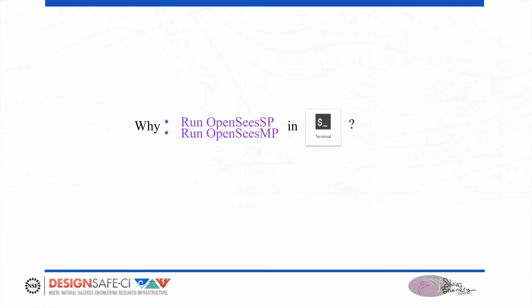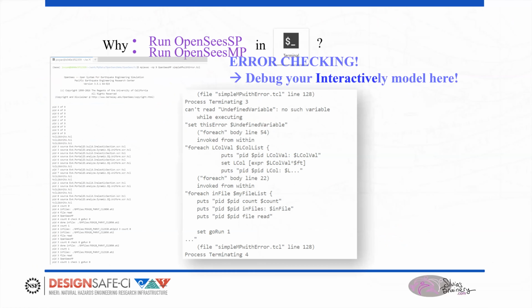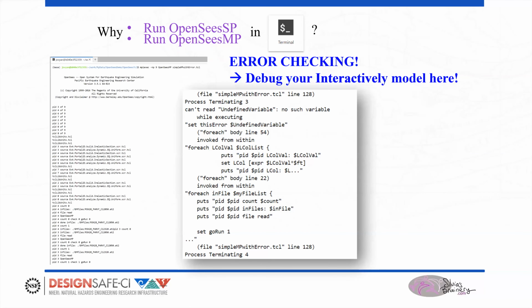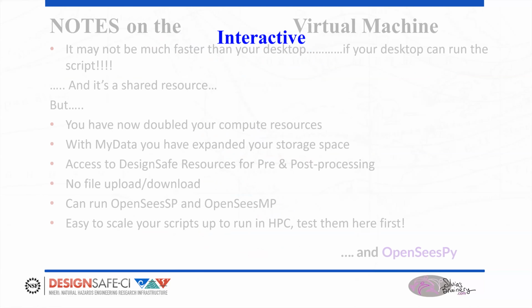Why run these here? As I've already kind of given away, it's great for error checking. And so I forced an error into my script and I can see it right away in my output. Everything looks good, and then I scroll down and it tells me I have an error. So this is a great place to start building your model and testing it.